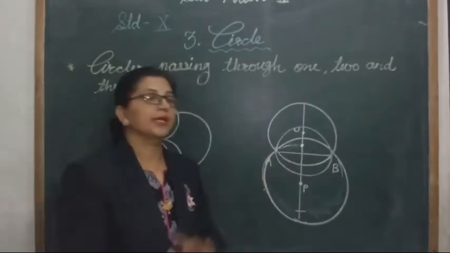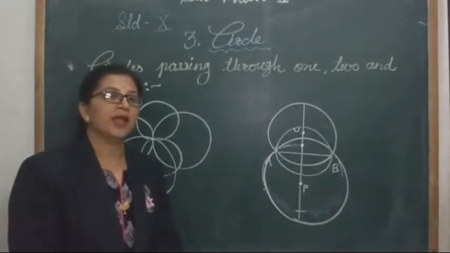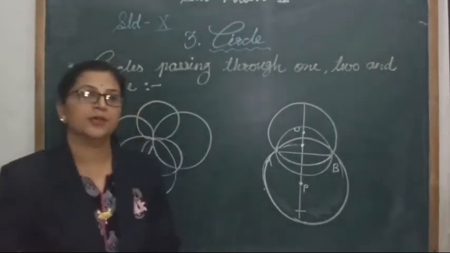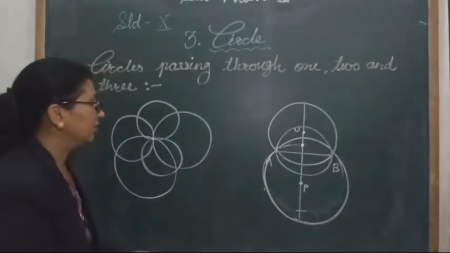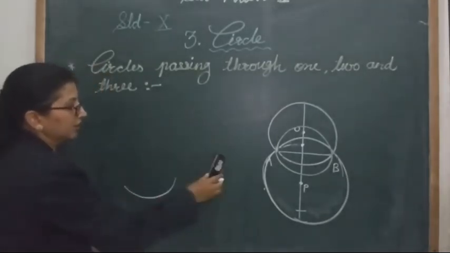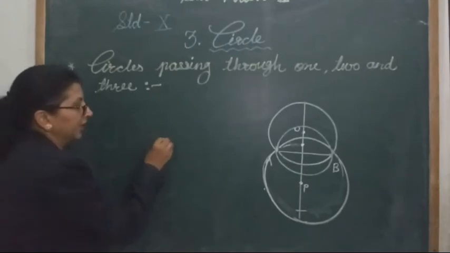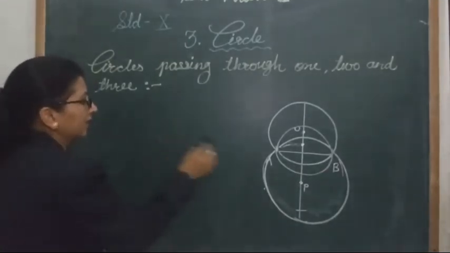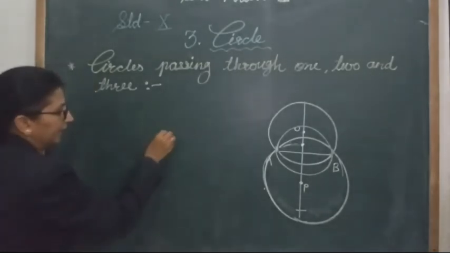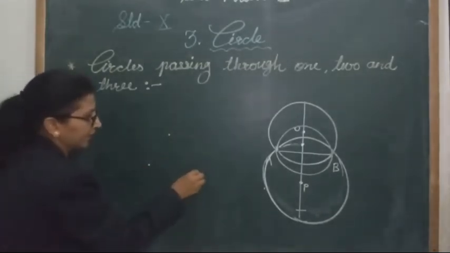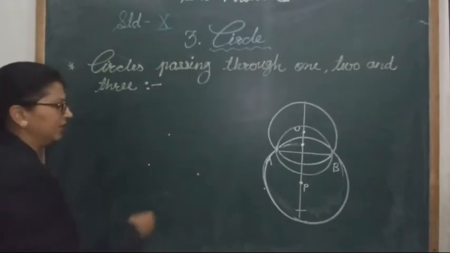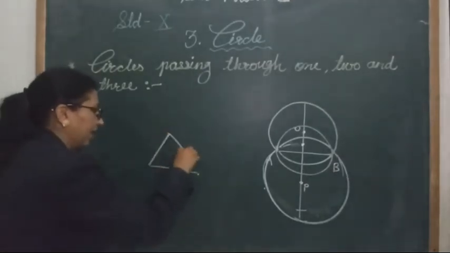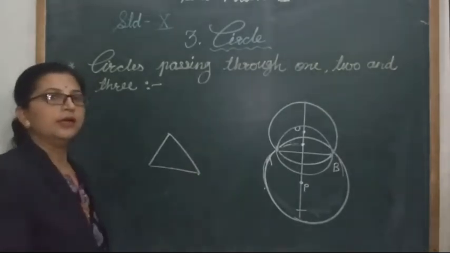Now let's see how many circles we can draw passing through the given 3 points. It is not possible to draw a circle through 3 collinear points. So here we are going to take three non-collinear points. These are the three non-collinear points. Let's join these points. After joining them, we'll get a triangle.